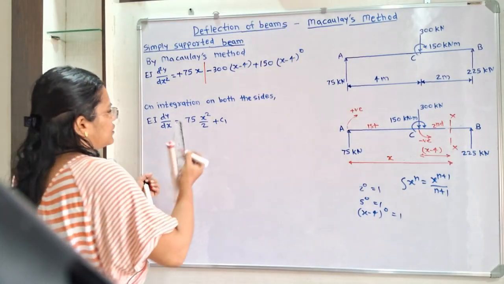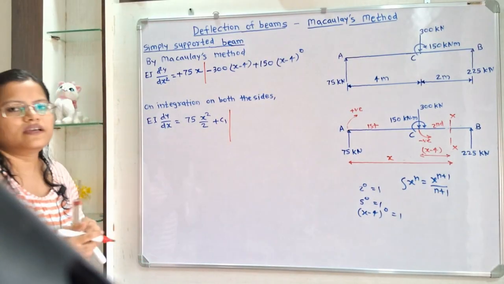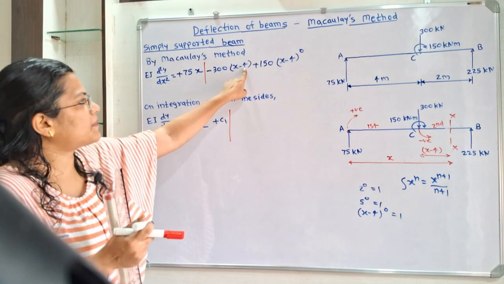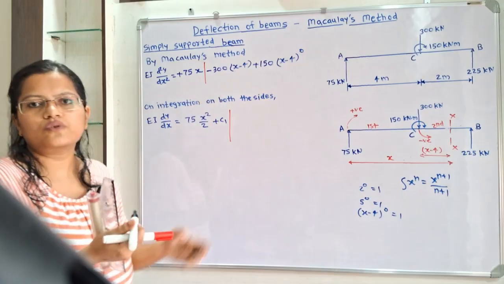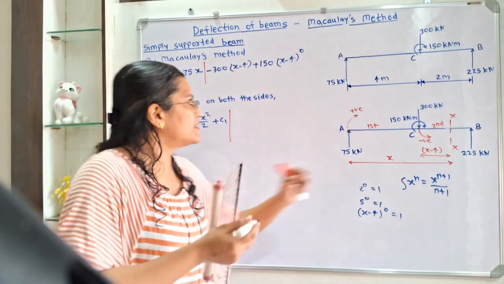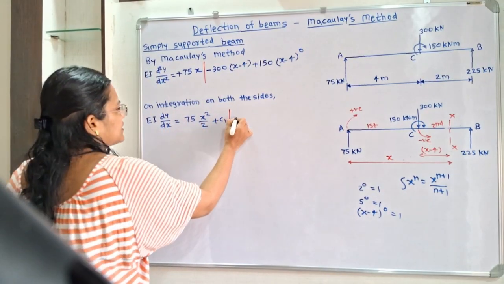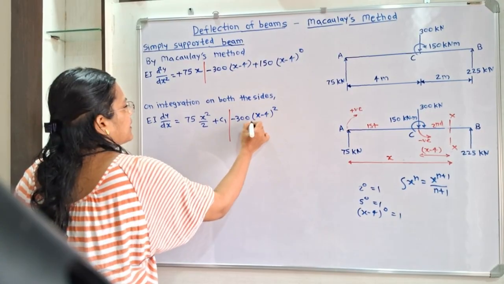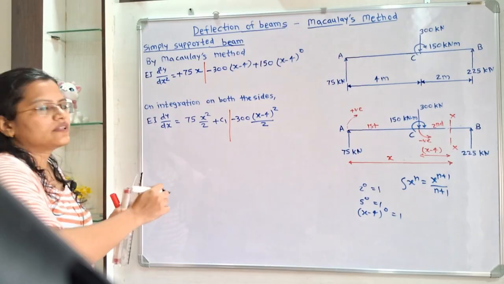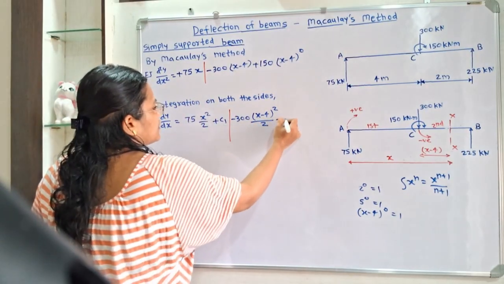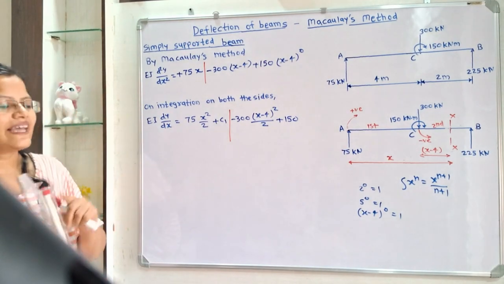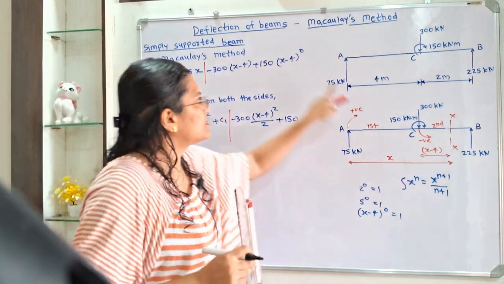So we have to draw here one vertical line. Now we will move to the next. Now the next x term is (x minus 4) raised to 1. So again we will apply this rule. So I will write minus 300 as it is, (x minus 4) square by 2, then plus 150 as it is. Now (x minus 4) raised to 0, that means n is equal to 0.